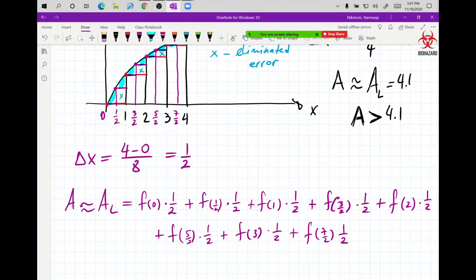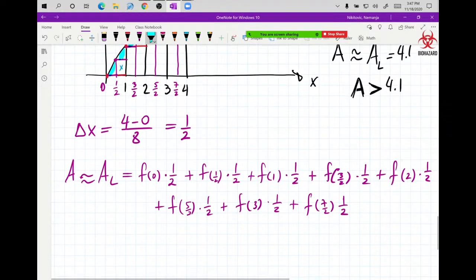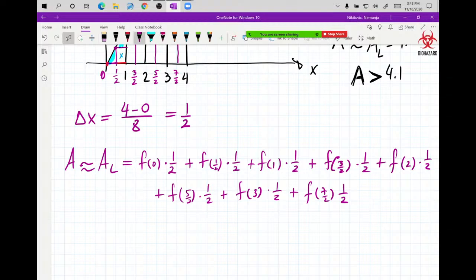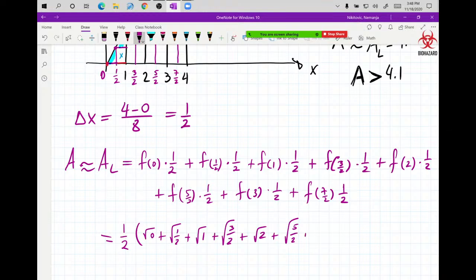So you will always exclude the last point for left, and you will always exclude the first point when you're doing the right. Anyway, all of this mess amounts to, you can factor 1/2 in front, and then just have your square root of 0 plus square root of 1/2 plus square root of 1 plus square root of 3/2 plus square root of 2 plus square root of 5/2 plus square root of 3 plus square root of 7/2, and then you go and do your calculation.